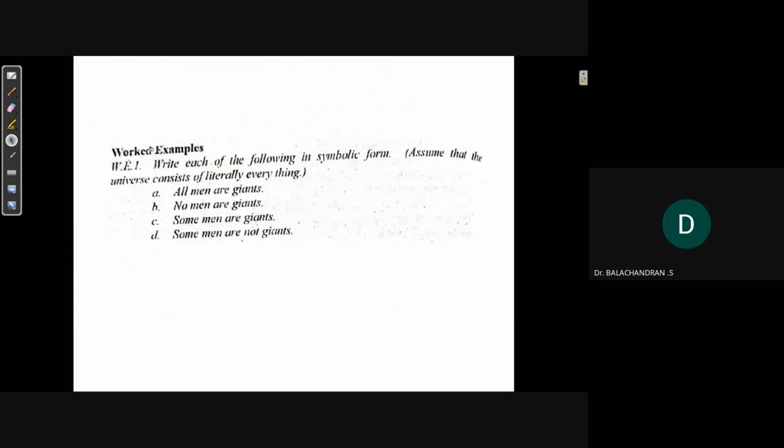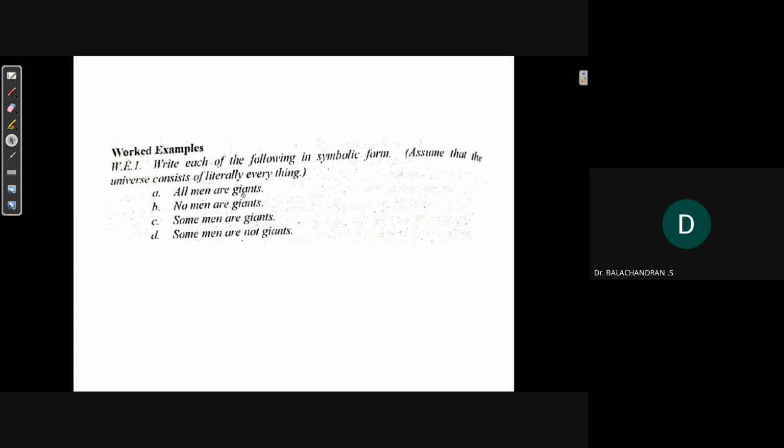Similarly, write each of the following in symbolic form. Assume that the universe consists of literally everything. All men are giants. No men are giants. Some men are giants. Some men are not giants. So you can define M of x, x is a man, and G of x, x is a giant.